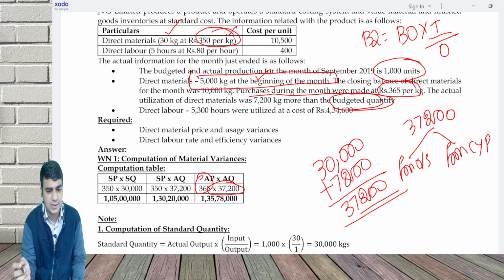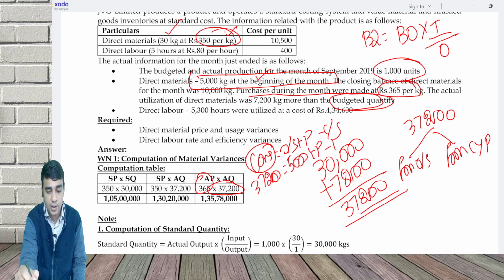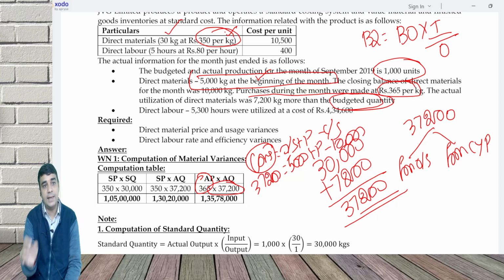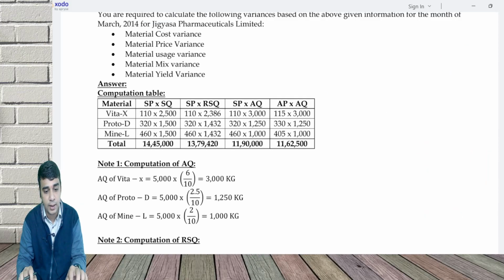So I have opening stock 5,000. Current year purchase I can calculate if I want. Consumption is equal to opening stock plus purchase minus closing stock. Consumption is 37,200, opening stock is 5,000, purchase is the balancing figure, closing stock is 10,000. I don't need purchase as such. Basic thing is, of the 37,200, 5,000 came from the opening stock. That should ideally be valued at 350. This is the problem I'm talking about.